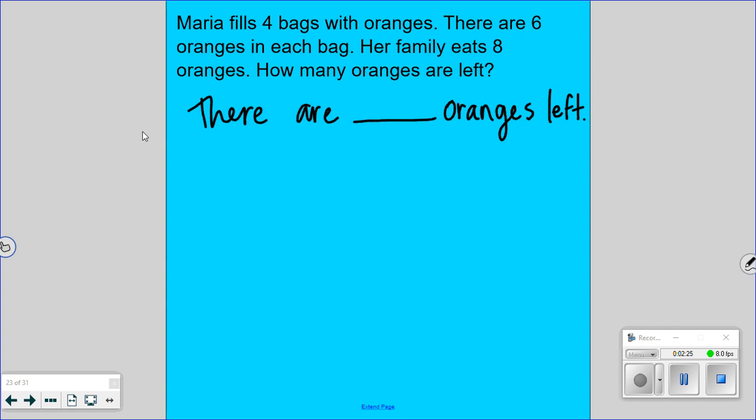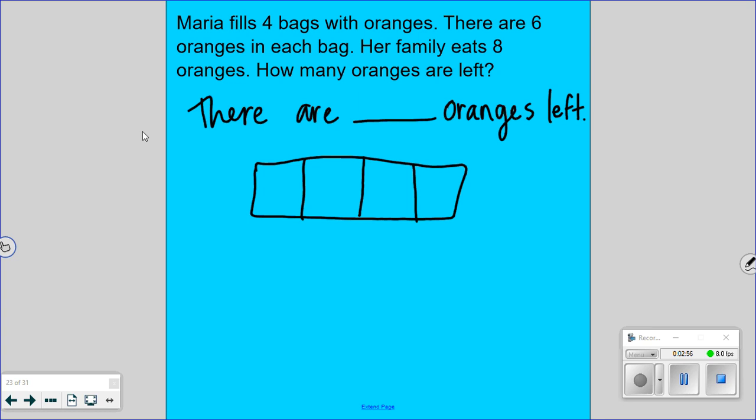So if I'm doing 4 bags with oranges, what should I draw? Avery? 4 bags with oranges. It could be circles. I like to make mine nice and neat in a box. But you could draw literal circles. That would be fine. Colby, why do I have 4 boxes right there? For the bags. So far, so good?